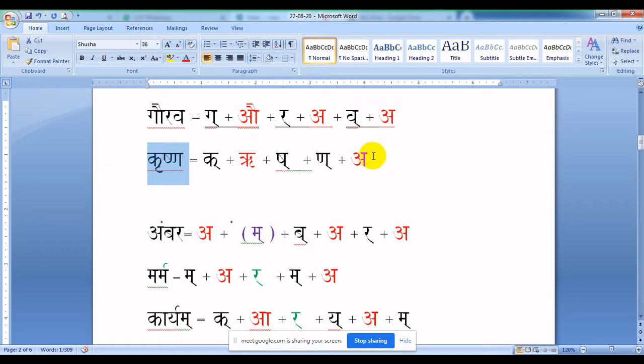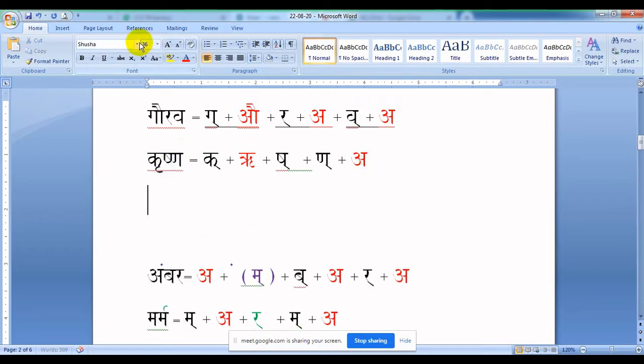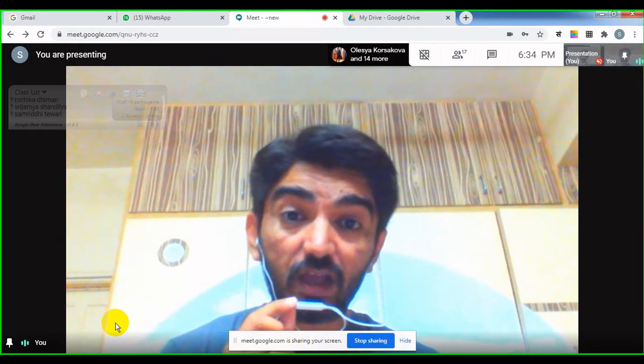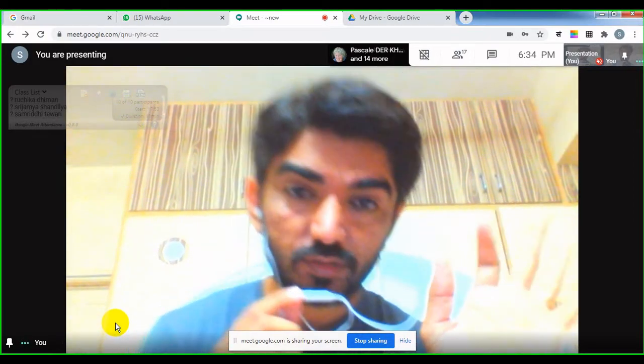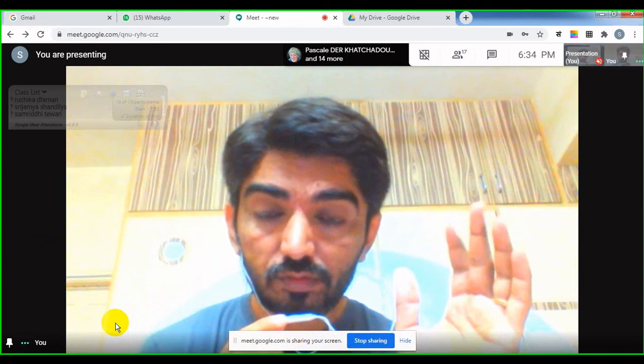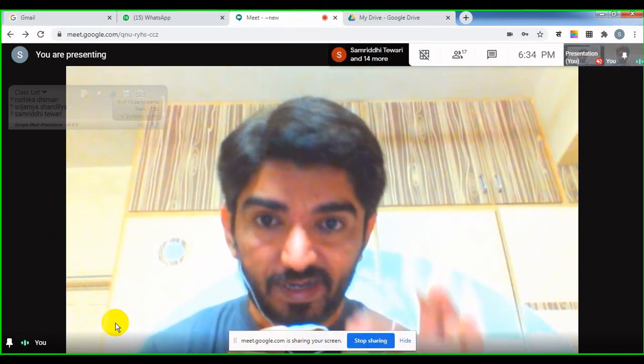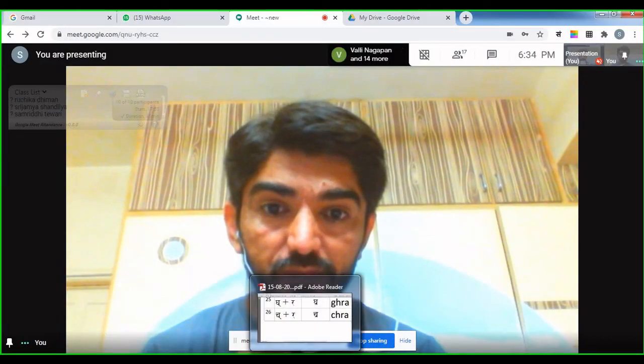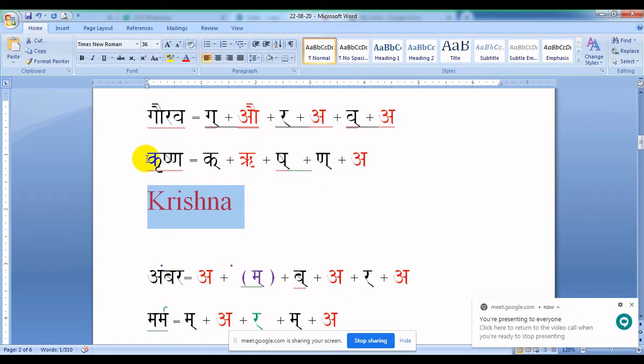Students, this is interesting. Let me tell you something about this. Whole world, those who don't know how to pronounce Krishna, some people are writing Krishna like this in English, and they pronounce it like Krishna. Absolutely wrong. In Sanskrit, when you write a word for Lord Krishna, it would be like this. Pay attention.